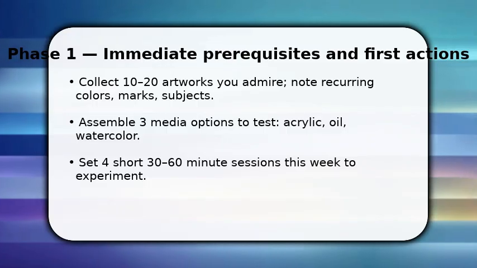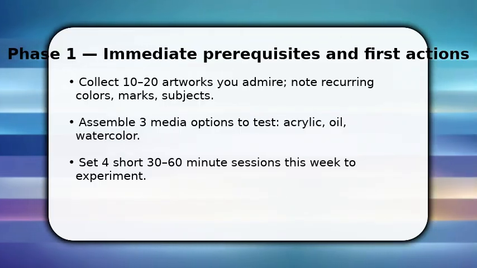Schedule 4 short play sessions, 30 to 60 minutes each, so you iterate fast. Make sure to photograph results and jot a one-line note after each session. This builds objective data about what feels natural and compelling to you.